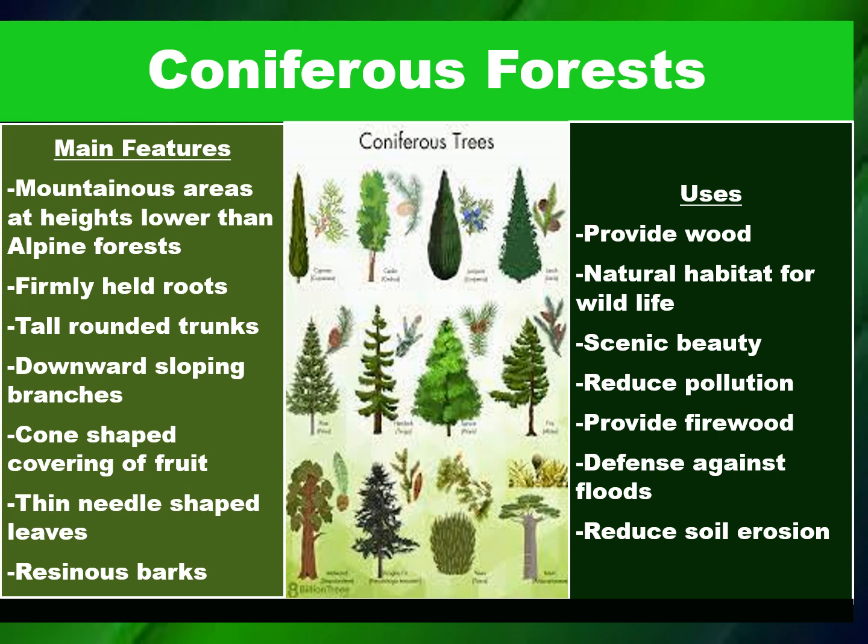It has a tall rounded trunk to reach out to the sun, downward sloping branches to prevent snow accumulation, cone shaped covering of fruit to protect the seeds, thin needle shaped leaves to reduce water loss through transpiration, and resinous barks, that is, flexible barks that cannot be taken away by stormy winds. Now you can see these types of forest when you are going in the Galyat region in Pakistan, in Murree, in Nathia Gali and so on.